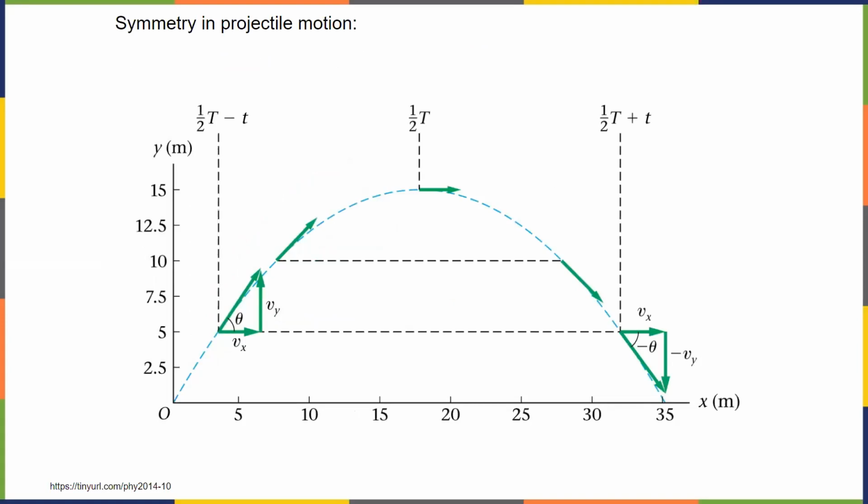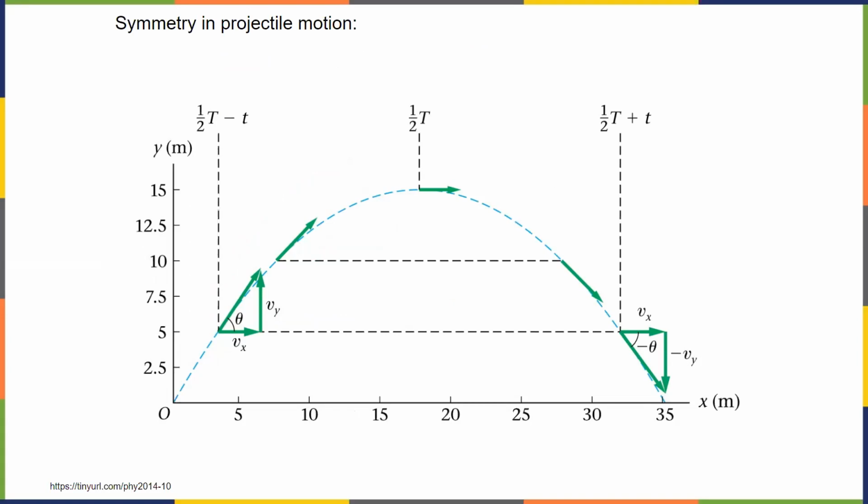Another thing about the projectile motion, as I mentioned: if the initial and the final elevation are the same, then the time it takes to reach the high point of the flight will be half of the whole flight. Again, it has to be that the initial and final positions are at the same level, okay?